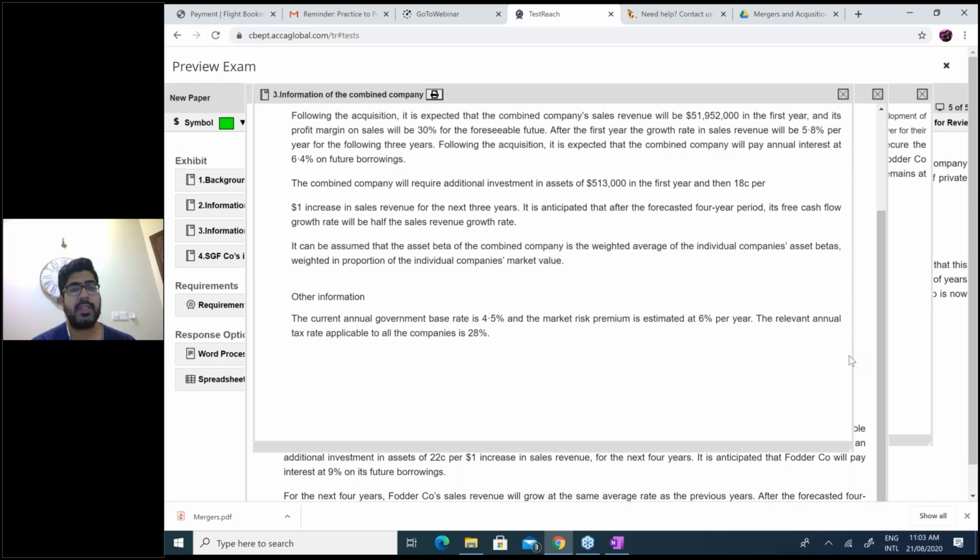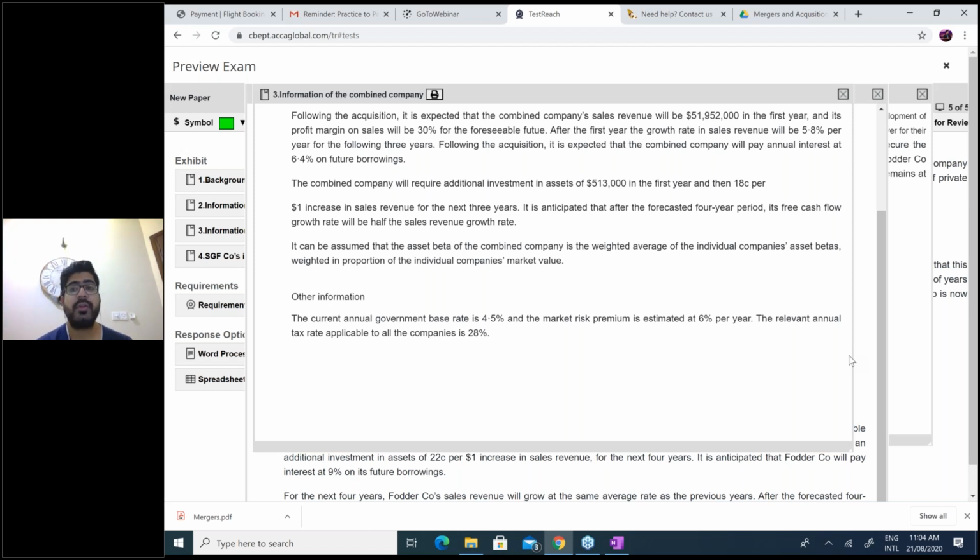The combined company will require additional investment in assets of 513,000 in the first year, and then 18 cents per $1 increase in revenue for the next 3 years. It is anticipated that after the forecast 4-year period, its free cash flow growth rate will be half the revenue growth rate.